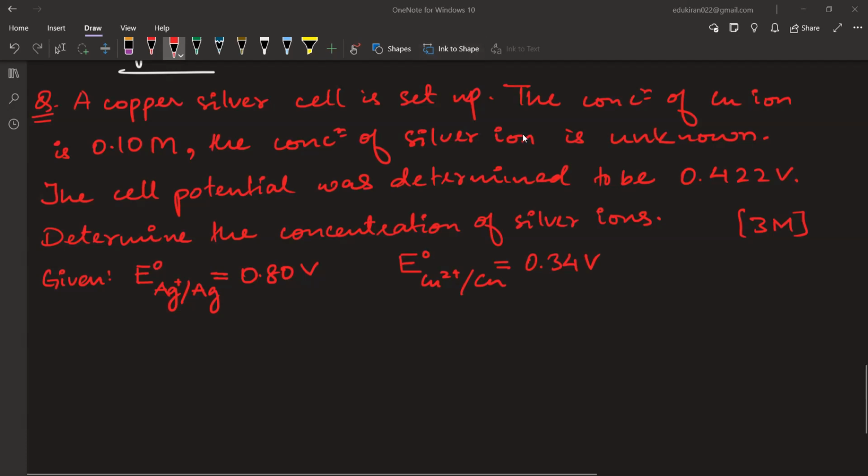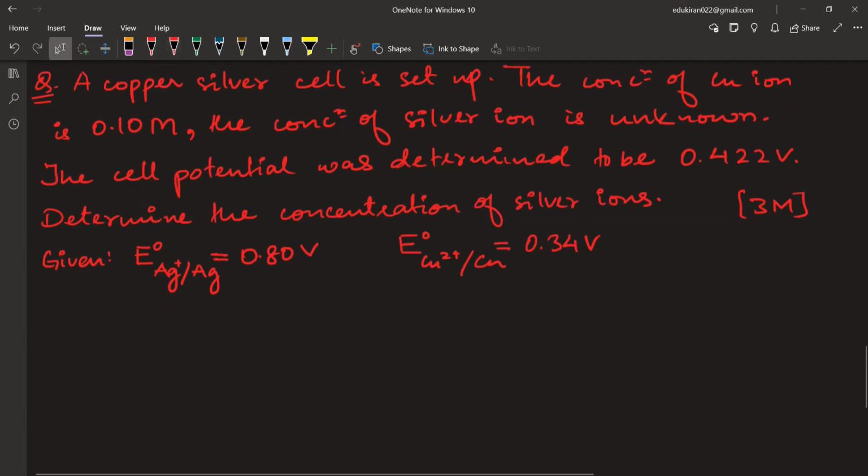Ahmed, yes, sir. Sara. Okay. See, at a first glance only, you will understand that this is the question of what? Nernst equation. Yes or no? Nernst equation correct? See, look carefully. I will write the Nernst equation. I will tell you how you should approach this problem in the examination hall.